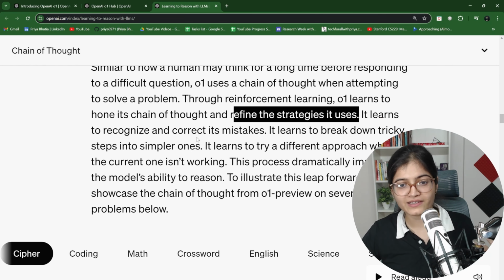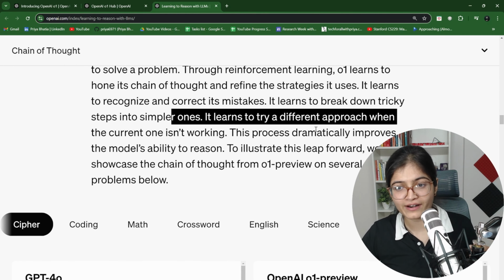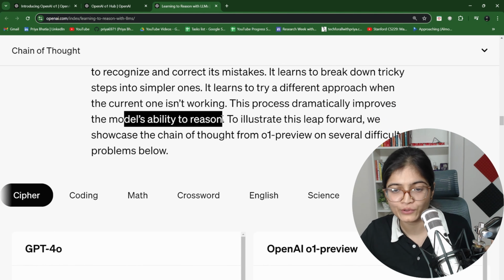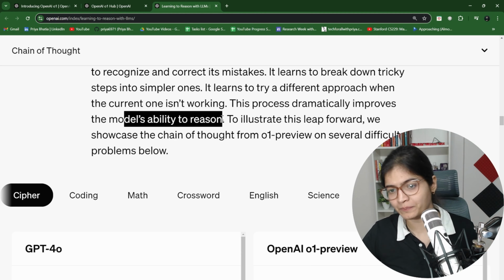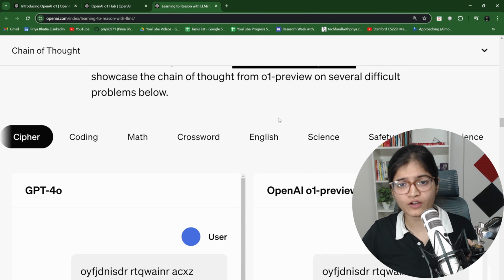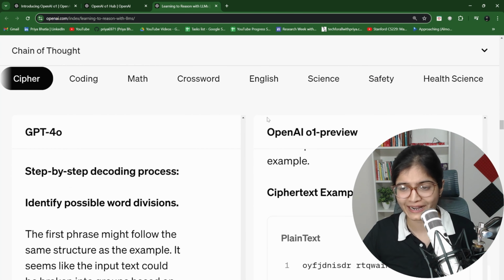It learns to recognize and correct its mistakes automatically, learns to break down tricky steps into simpler ones, and learns to try a different approach when the current one is not working. This process dramatically improves the model's ability to reason. This is one of the most important paragraphs, on how the internal training is going on. To illustrate this leap forward, we showcase the chain of thought from O1 preview on several difficult problems. So you can just have a look at that part.